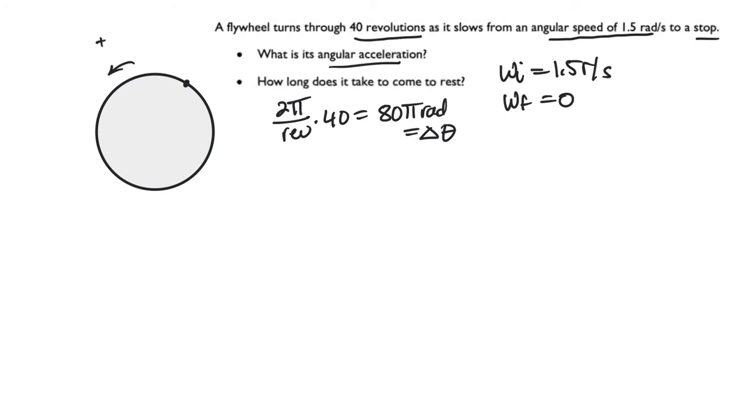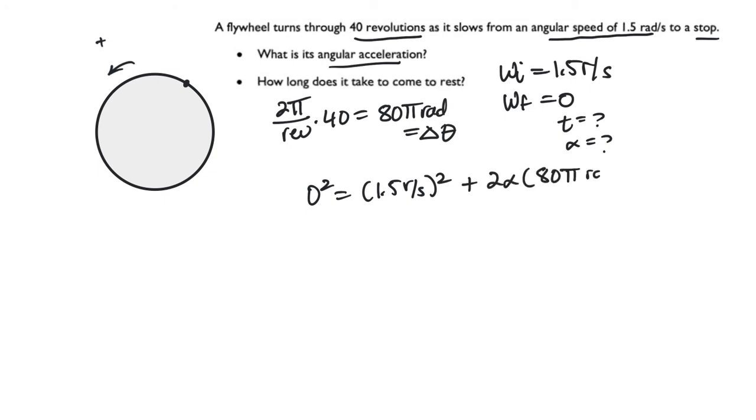Okay, what's the angular acceleration? Well, I don't know my time and I don't know my alpha, so that's going to make me use equation 3. Omega final squared equals omega initial squared plus 2 alpha times delta theta, which is 80 pi radians. If I solve that, I don't have my calculator, I get negative 2.25 radians squared over second squared divided by 160 pi radians. That becomes negative 2.25 over 160 pi radians per second squared, and that's my alpha.